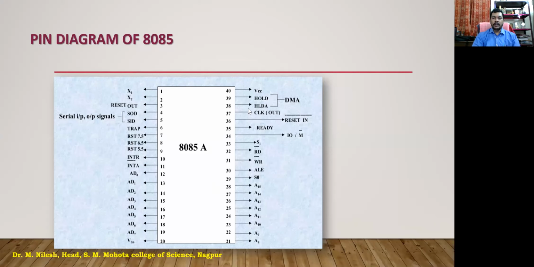Then we have 38, that is hold acknowledge, and then we have hold. These two signals are for direct memory access. So memory can be accessed directly by using this hold and hold acknowledge signal. And the last pin is plus VCC. This is what we have done in the last class also. So we'll be continuing for the next class.